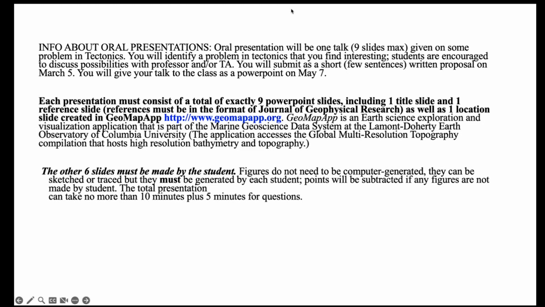As you know, they do not need to be computer generated. They can be sketched or traced, but they must be generated by each student. And I will subtract points if any figures are not made by you. The total presentation can take no more than 10 minutes plus 5 minutes for questions, which should get us through the class.